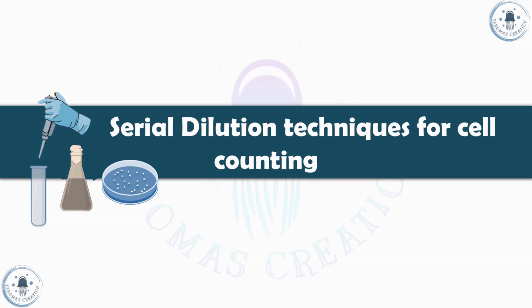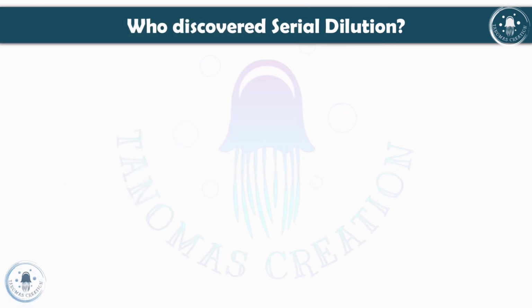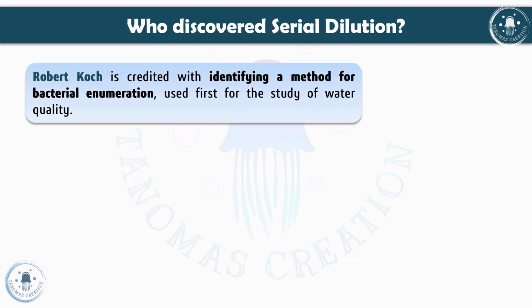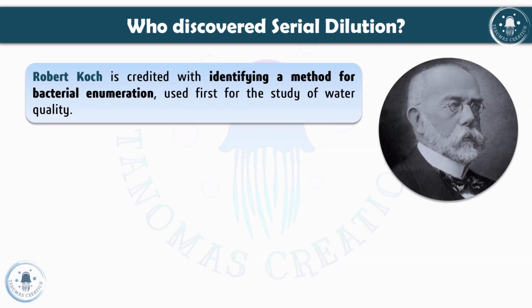Hello everyone. Today we are going to learn about serial dilution techniques for cell counting. Okay. So before we get started, the first thing we need to know is who discovered it, right? So Robert Koch is the scientist who discovered this serial dilution technique.